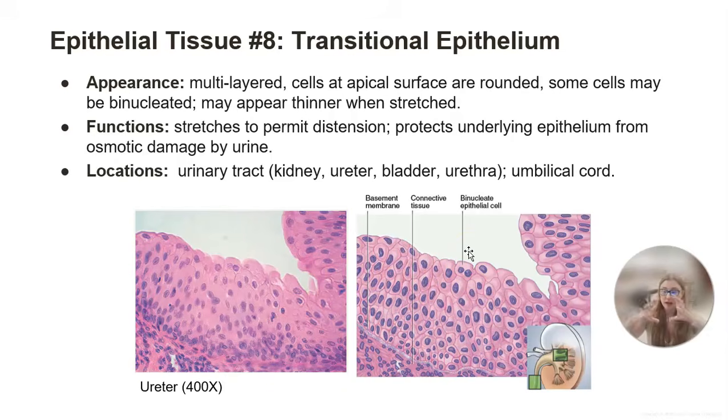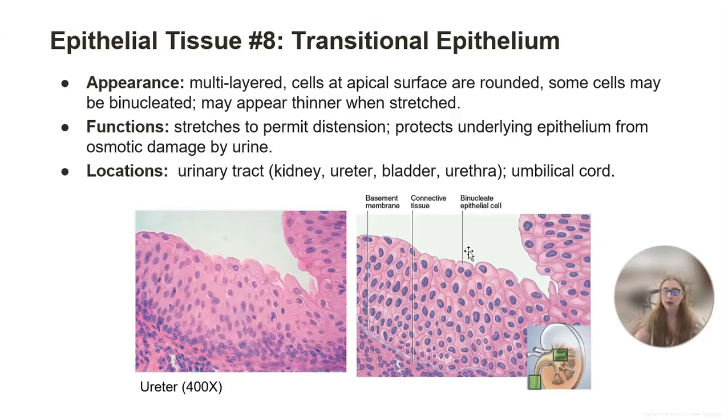This tissue type, because it has to expand and contract, is going to appear thinner when stretched and thicker when contracted. If you think of areas where we're going to line cavities, where we want the tissue to be able to distend and return to form over and over and over again, this is going to be a tissue we find in areas where we are producing and storing urine.